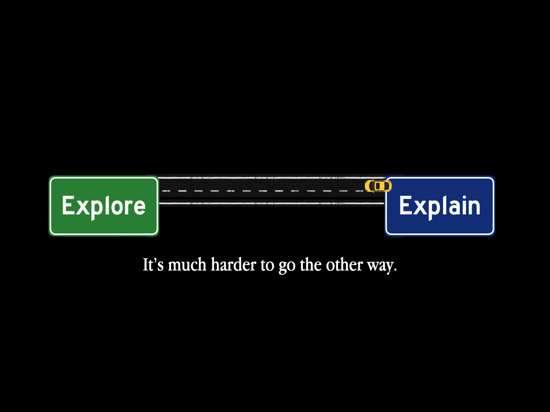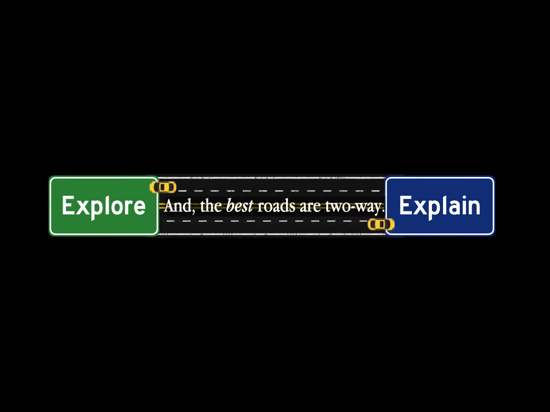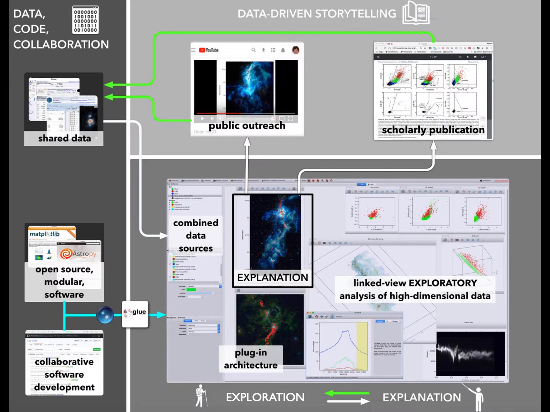It is hard to go the other way from explanatory graphics to interactive graphics where you can really explore more on your own, but it is possible. And when it's possible, you can actually have a two-way street where you can constantly go back and forth between exploring your data and explaining it to yourself or to others.